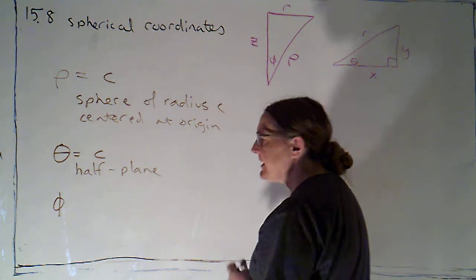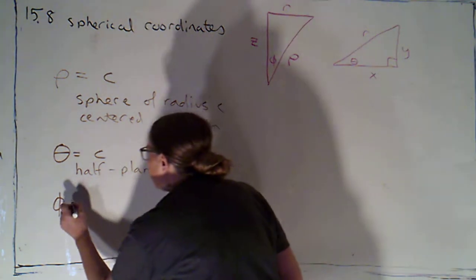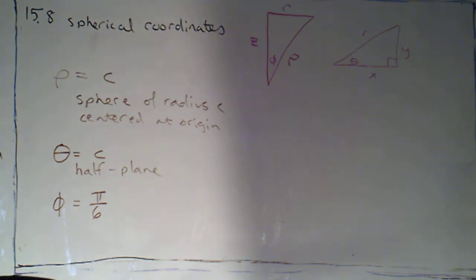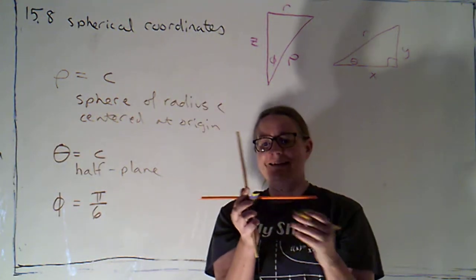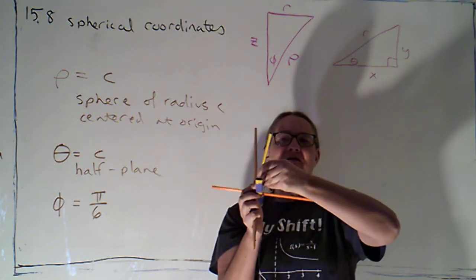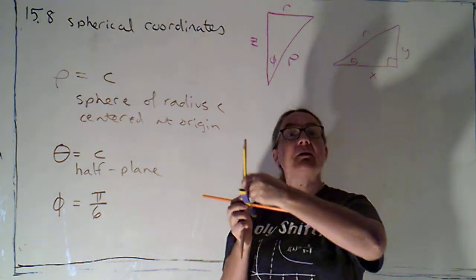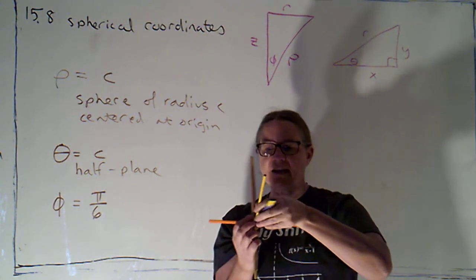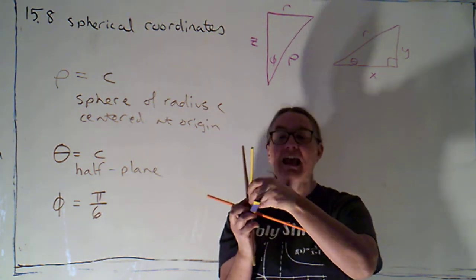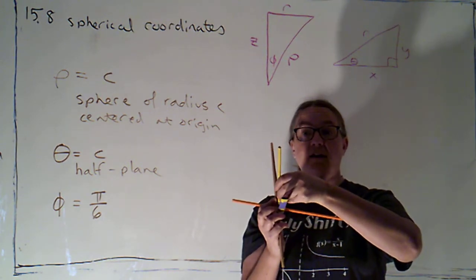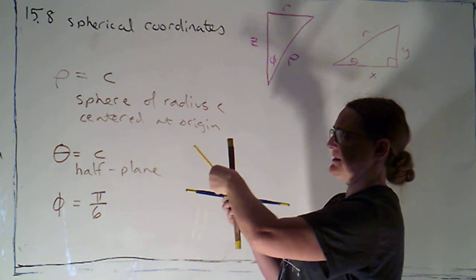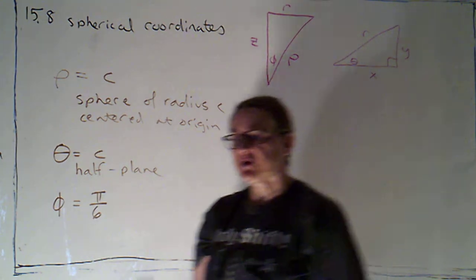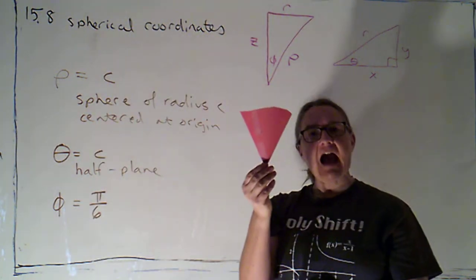Well, I want to take a look at some specific examples for this. Let's say phi is pi over 6. Let's take a look at that. So I'm rotating down pi over 6 from the positive z-axis. Now again, rho is free to be anything we want that's not negative. So we're imagining that this is an infinitely long pencil, but that it does in fact stop at the origin. Theta is free to be whatever we want. So I've got to keep this angle of pi over 6 with the z-axis, but I can rotate around the z-axis however I like. So what that's going to give me is a half cone.